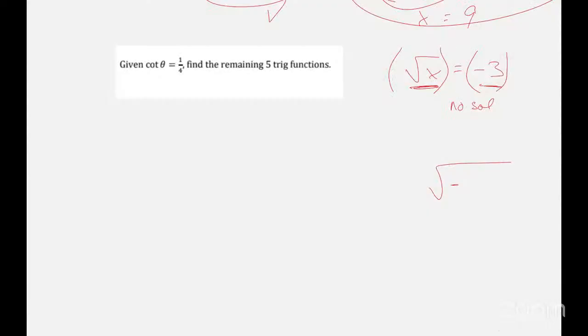Cotangent of theta is 1/4. So draw, let's see, can you see this okay? Do I have to make it bigger? Make the line a little bit wider. Draw a line.